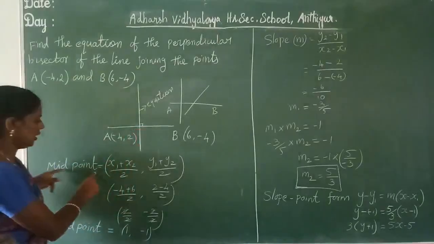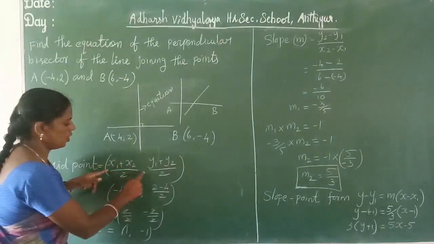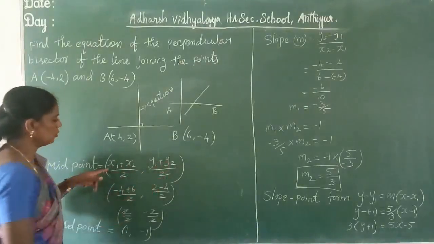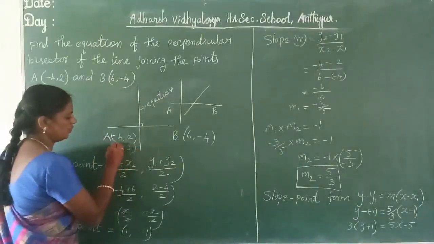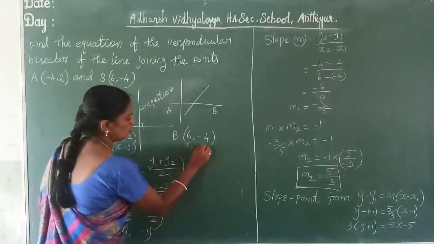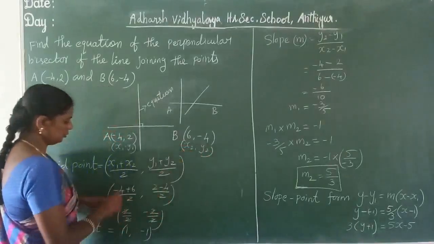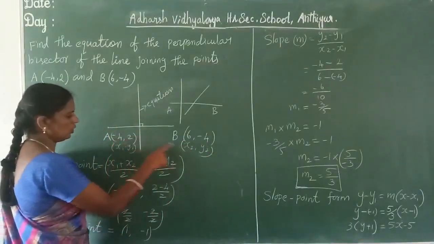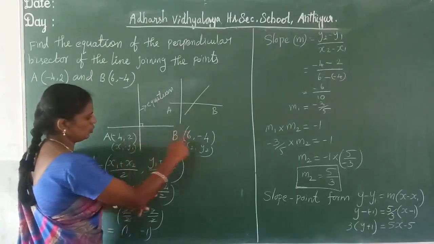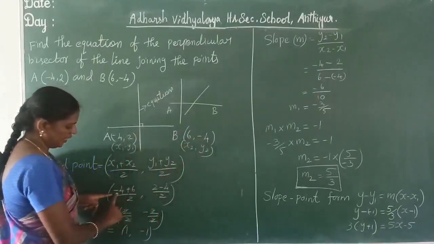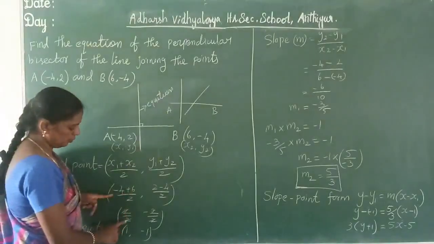So the midpoint formula is (x1 plus x2)/2, (y1 plus y2)/2. Take the A point as x1, y1 and the B point as x2, y2. Substitute: x is minus 4 plus 6 by 2, and next y is 2 minus 4 by 2.